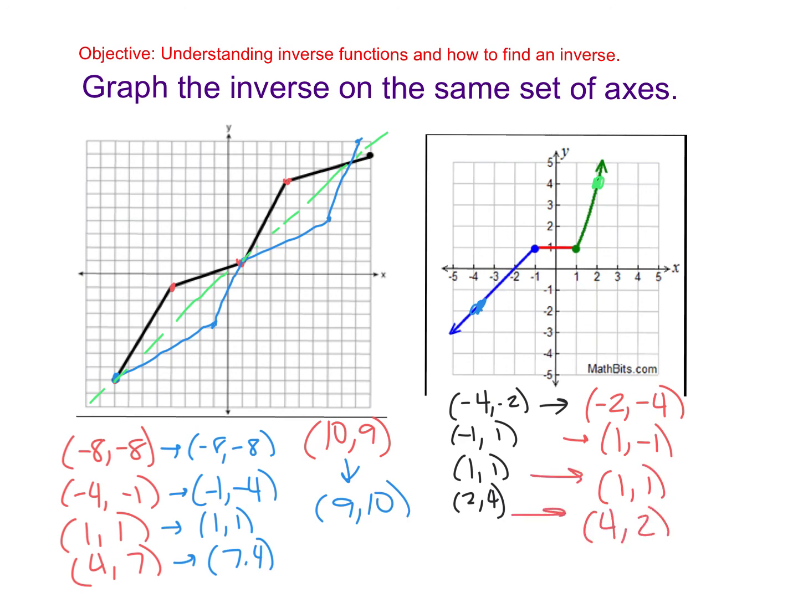I'm going to do it in the same color too to match. Okay, so -2, -4 is here. And then that connected to 1, -1. Right? So there's that. And then that connected in red. 1, 1 didn't change, right? And then that goes to 4, 2, which is kind of a curve. Okay. I think the curve should be going the opposite direction. It's more like that.